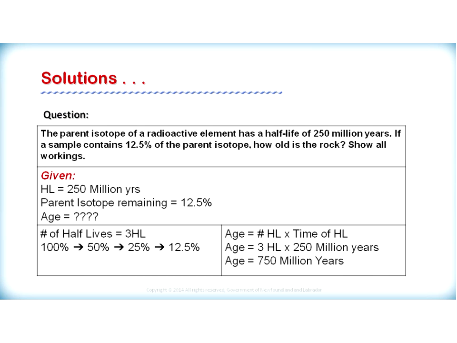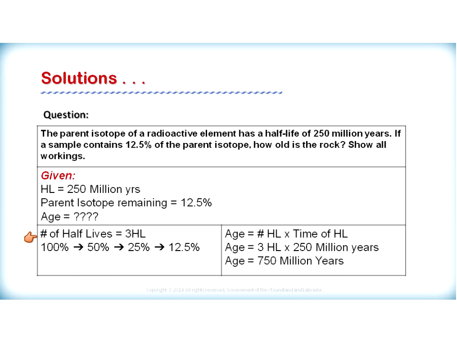The solution to this problem, again, focuses on calculating your number of half-lives. What is given in the problem? We know that one half-life is 250 million years. We know that the parent isotope, the radioactive isotope that is remaining, is 12.5%, and we want to calculate the age. So the very first thing you need to do to find the age of the sample is find the number of half-lives that have passed.